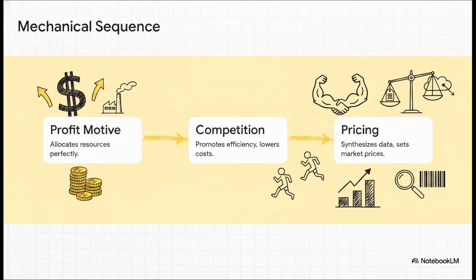Step 2 is competition. Because everyone is chasing that profit, you get fierce rivalry. In the product market, producers compete to sell goods, which promotes efficiency and drives production costs down to the absolute lowest possible level. Meanwhile, in the factor market, like the labor market, workers are competing to give their best performance to secure the highest possible wages. Then, step 3, the price mechanism, synthesizes all of this competitive data and sets the market prices.